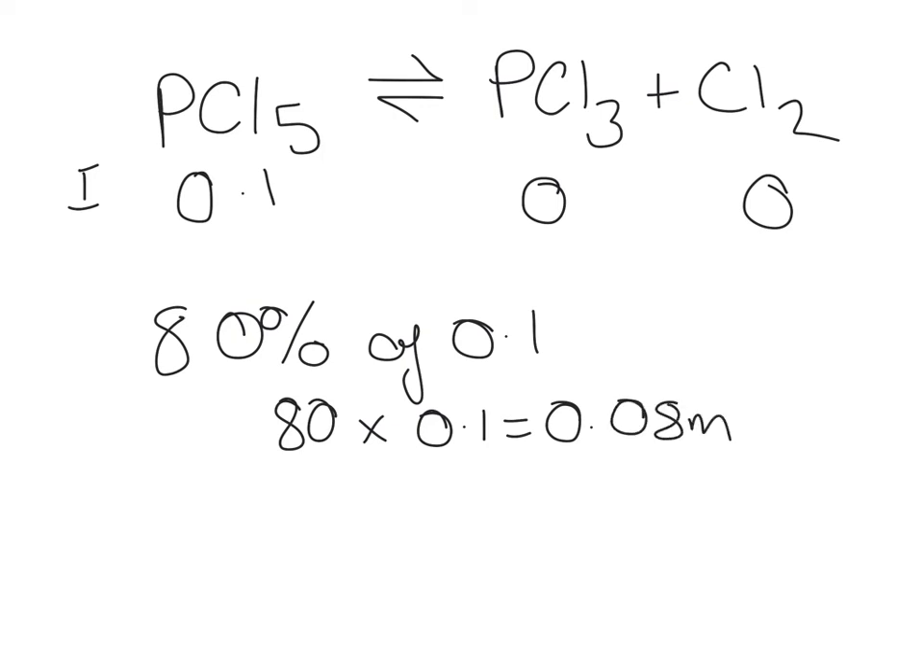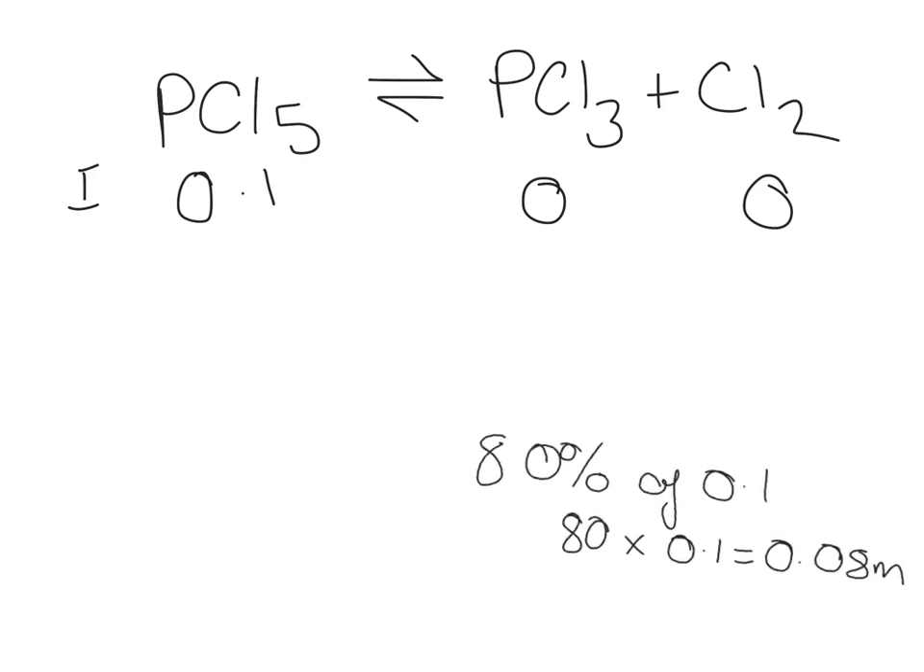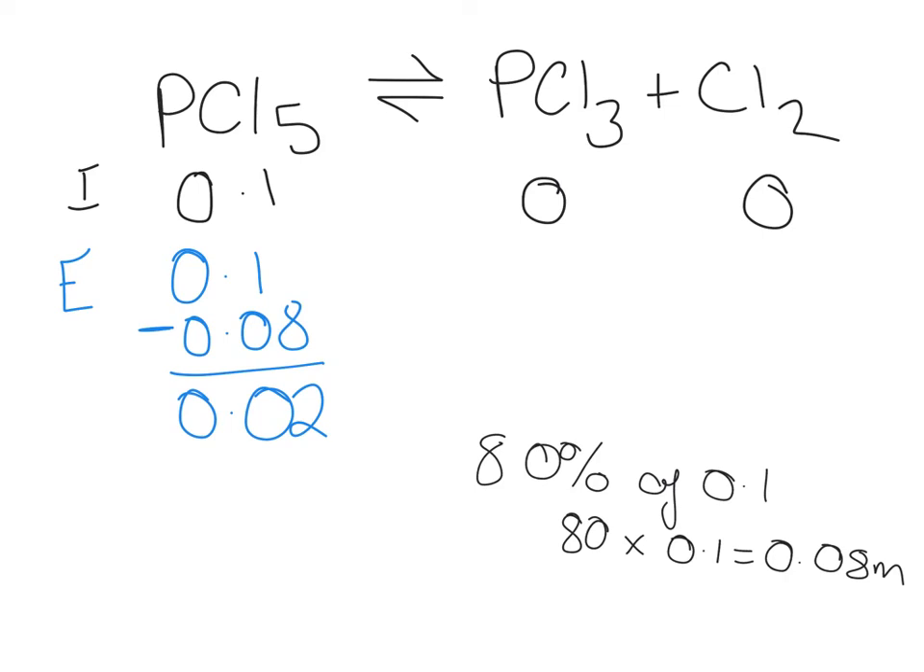moles. Now, what is that figure actually telling me? Well, it's telling me that at equilibrium, I used up these 0.08 moles. So at equilibrium, I'm going to use the E for equilibrium. I have 0.1 minus my 0.08. So I have 0.02 of my phosphorus pentachloride left. Now, that 0.08, guys, has to go somewhere. It has to go somewhere.